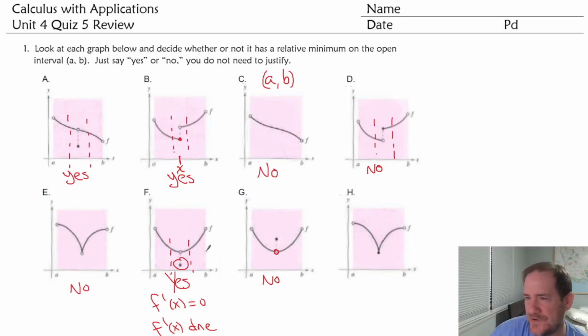This guy H is the same as E really, but E had a hole, so that minimum value is not in our range, but H has a solid dot, so that value is in our range, so it can be a local min, so this is a yes. And again, it's kind of like F, where yes, we have a min, even though the function's derivative does not exist because of the node. That one might actually be a cusp. So anyway, I hope that was pretty easy. That was just meant to be kind of a warm-up.